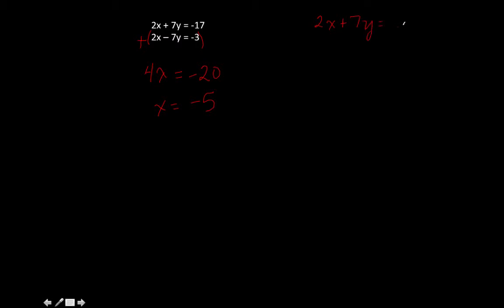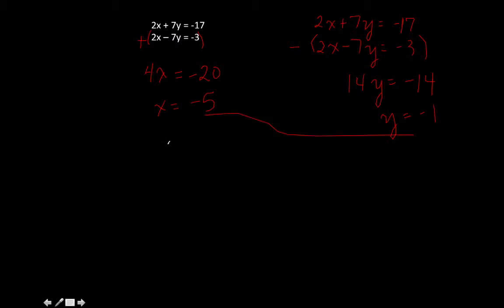We can plug in minus 5, or we can re-eliminate in the other direction. So if I wanted, I can do minus all of that so that the x's go away. I have 7y plus 7y is 14y. Negative 7 plus negative 17 plus 3, so negative 14, so y equals negative 1.